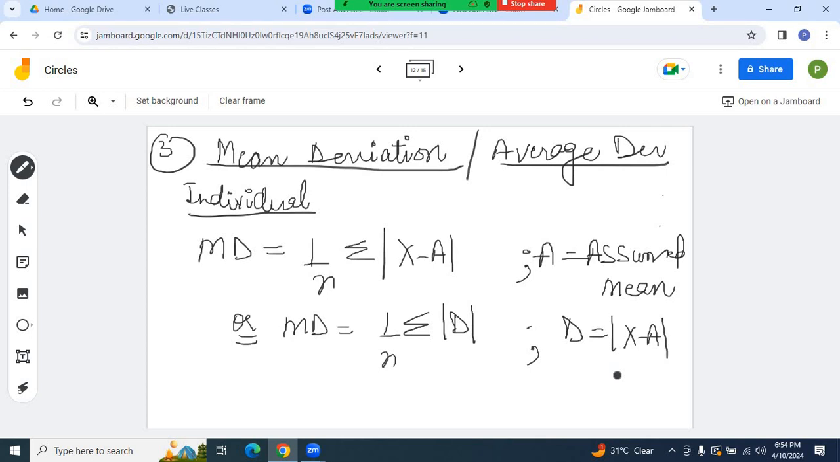Now, the application part of this: find the mean deviation. Deviation means variation you have to find from the mean or from the median. It can be anything. If you are asked to find mean deviation from mean, that means you need to find the mean first and then the deviations and then put them in the formula. If it is asked to find mean deviation from median, then you need to find the median first, find the deviations and put them in the formula. I'll show you with an example.